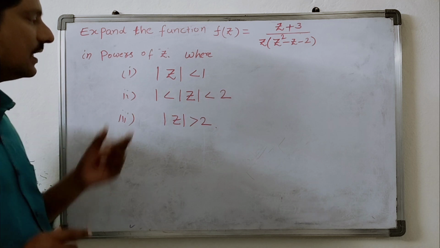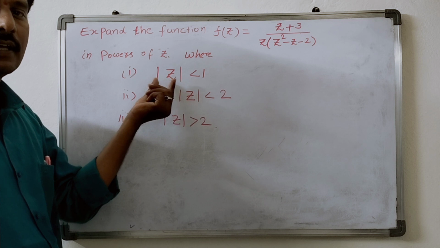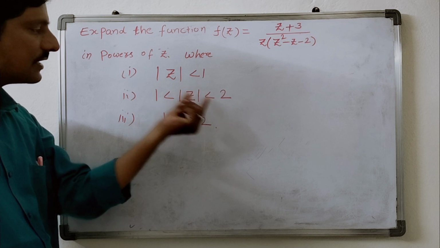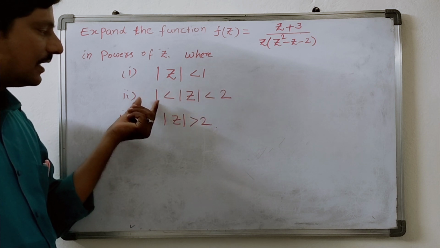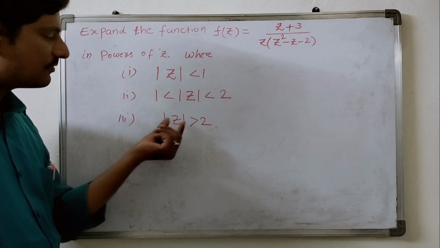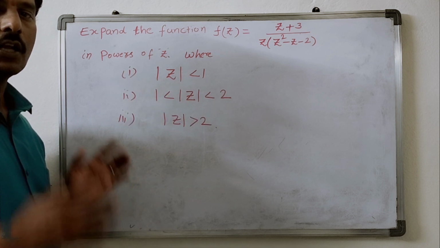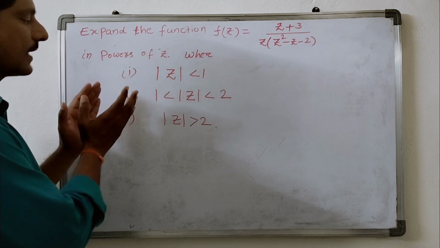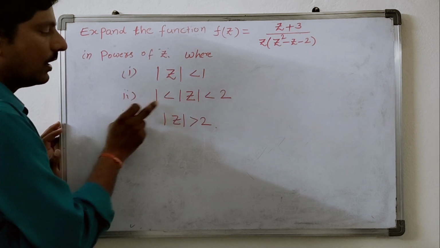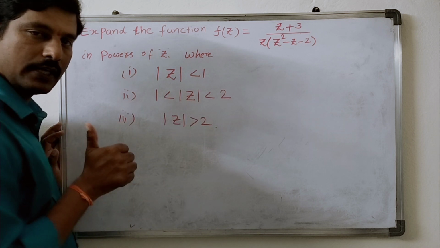And one more thing is, if modulus of z less than 1, it comes under Taylor series. It is in the powers of z only. And 1 less than modulus of z less than 2, it consists of positive powers of z as well as negative powers of z. And modulus of z greater than 2, that consists of only negative powers of z. Now we will discuss how we expand the function in the region 1 less than modulus of z less than 2 and modulus of z greater than 2. Okay.